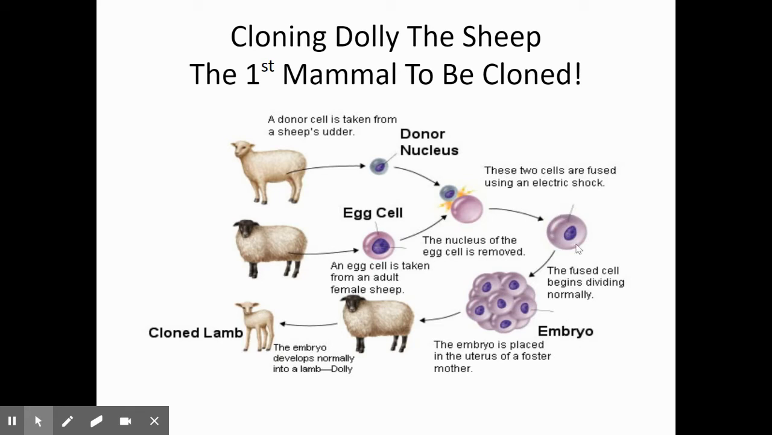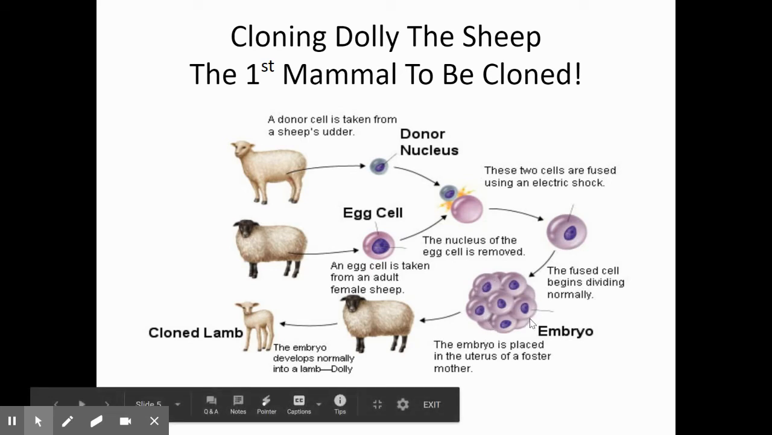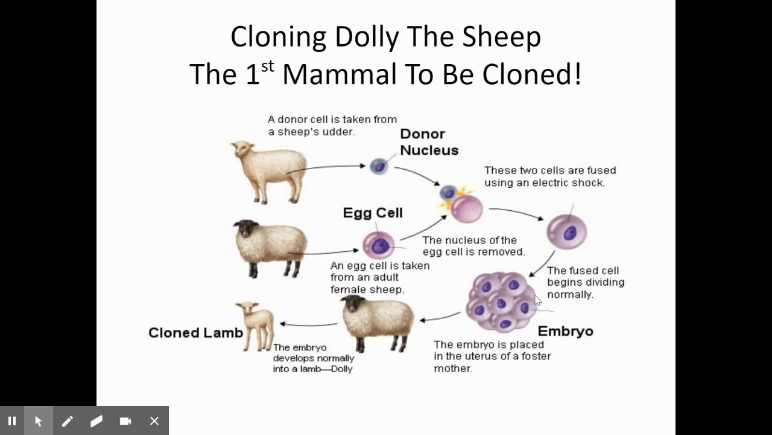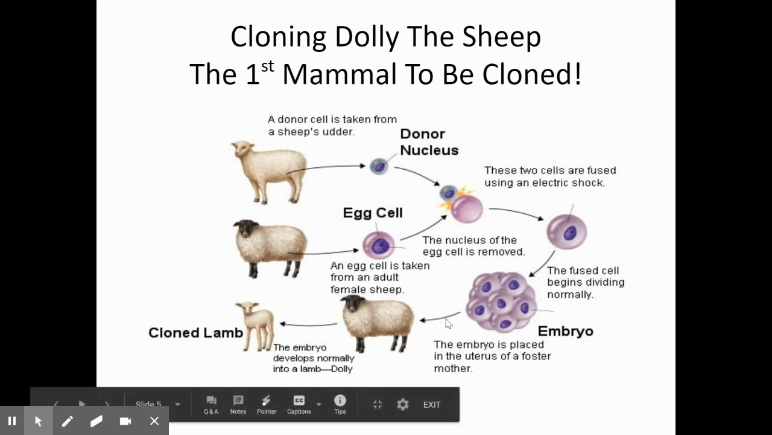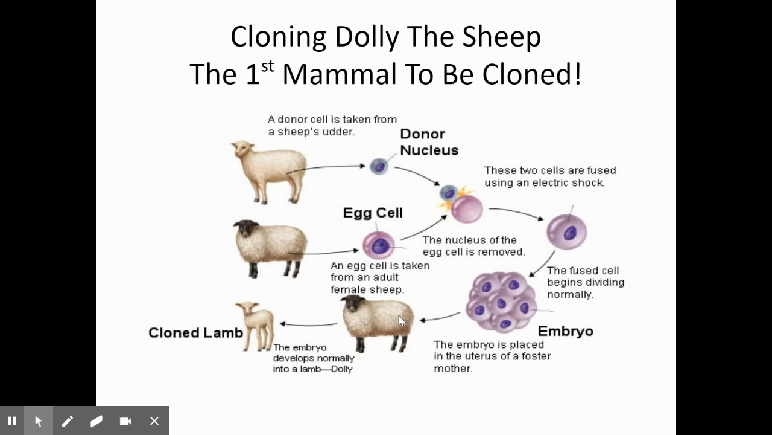Now I have an egg cell with a nucleus that has the two full sets of chromosomes from this sheep right here. And we're going to make sure that this new cell starts dividing to produce an embryo. Now, we just can't let the embryo keep growing in a petri dish. That embryo has to go into a female sheep where it can continue to grow and develop into a lamb.